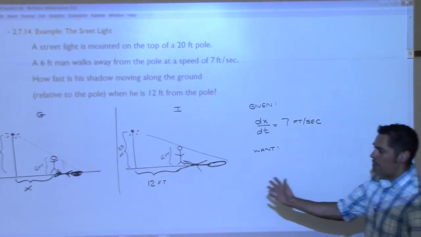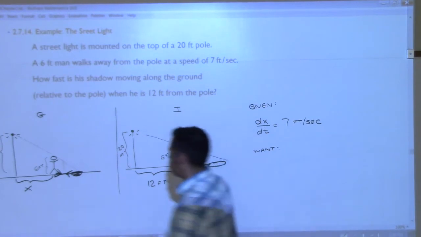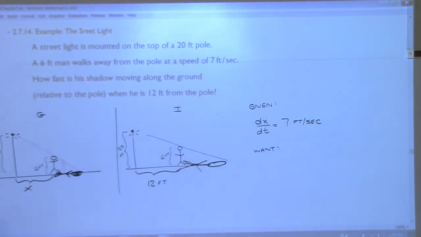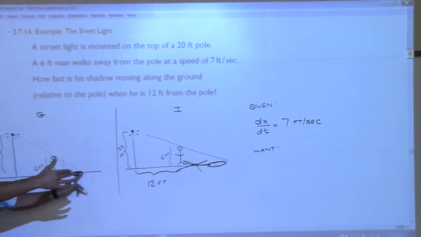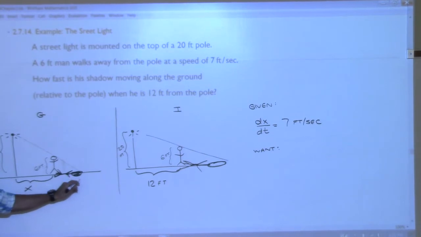Okay, now where's S on my picture? I mean, we have to put it here somewhere, right? Where? Right here? When we talk about his shadow, I think we have to agree that we mean the tip of his shadow. All right? So the tip of his shadow right here would be the distance from here all the way back to the pole, because it says relative to the pole, right? That is S. Understand? We're going to call that S for shadow.